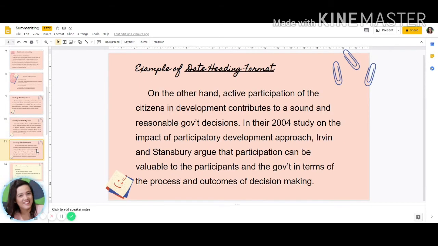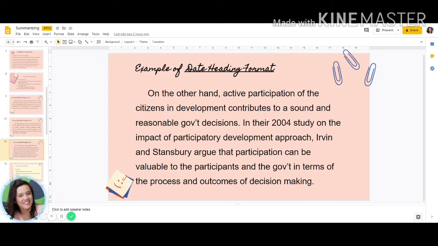Next, we have the example of date heading format. So, on the other hand, active participation of the citizens in development contributes to a sound and reasonable government decisions. In their 2004 study on the impact of participatory development approach, Irvin and Stansbury argue that participation can be valuable to the participants and the government in terms of the process and outcomes of decision making.